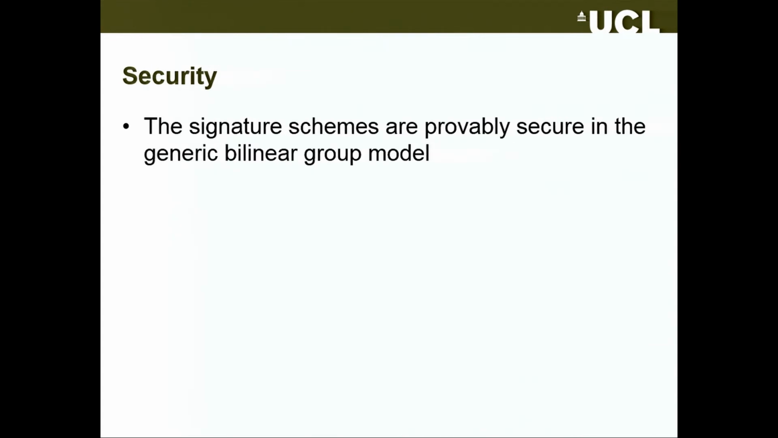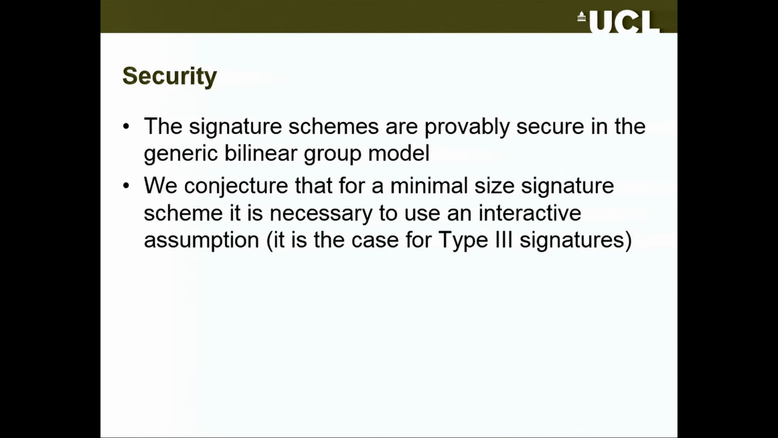With respect to security, we proved that these signature schemes are secure in the generic bilinear group model. Of course, it would be nice to prove it under some standard assumptions, but I would expect that's not possible. I don't know whether it is or not, but I'm guessing it's not. Certainly, we know that for type 3 signatures, we cannot prove security under non-interactive assumptions unless we actually use 4 group elements. And I would expect the same applies in the type 2 setting, that instead of having 2 elements, you would need to have 3 elements in order to prove security on a non-interactive assumption.